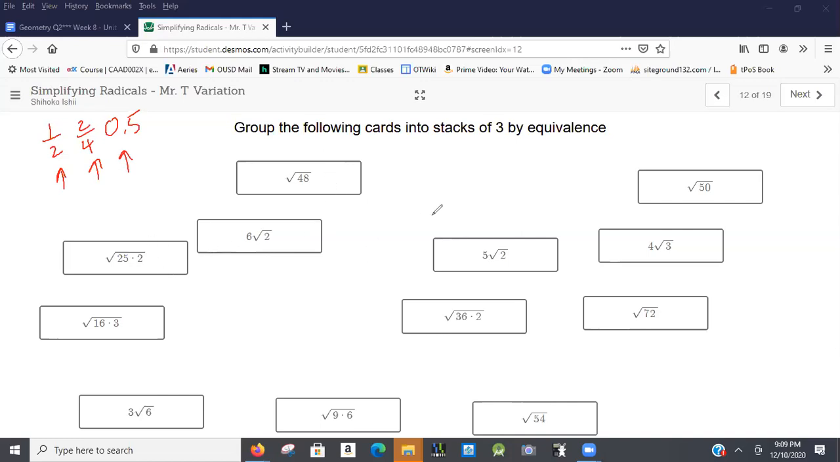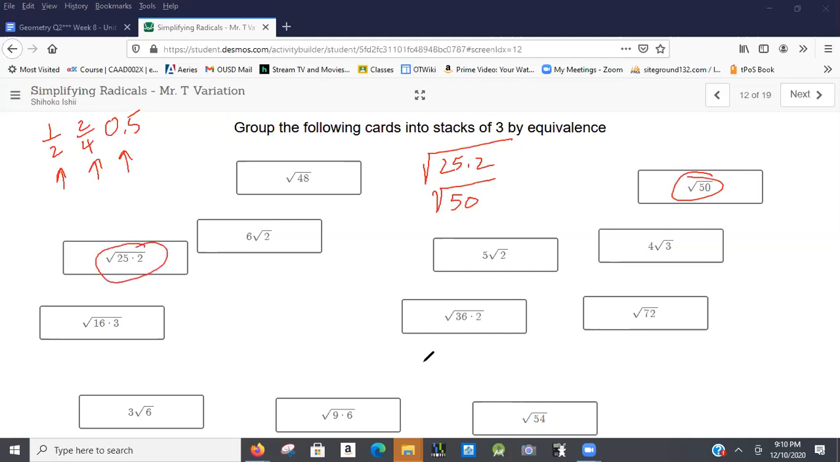I'm just going to pick this one right here. Square root of 25 times 2. Well, I know what that is. Those two get multiplied together. That's square root of 50, which I think is one of these things down here somewhere, maybe hiding under my picture. Oh, no, it's there. Square root of 50. I'm going to match those cards up in a minute.